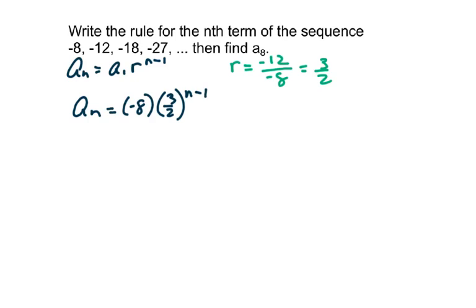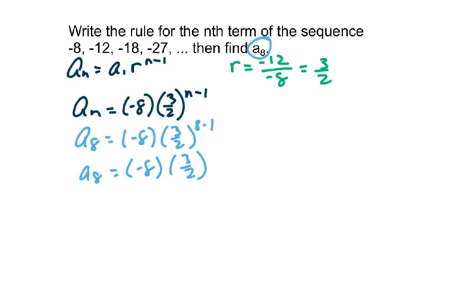When we go looking for a sub 8, we just replace all of the n's with 8's. And we have -8 times 3 halves to the 7th. I'm going to use a calculator to get that number. And we get an a sub 8 value of -136.6875.